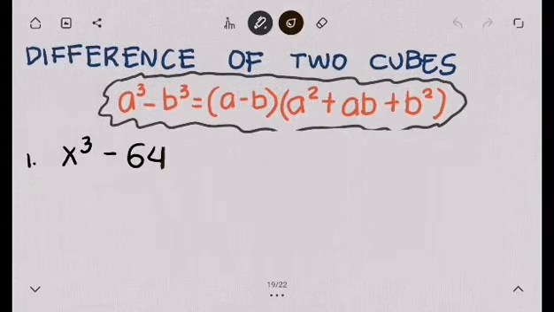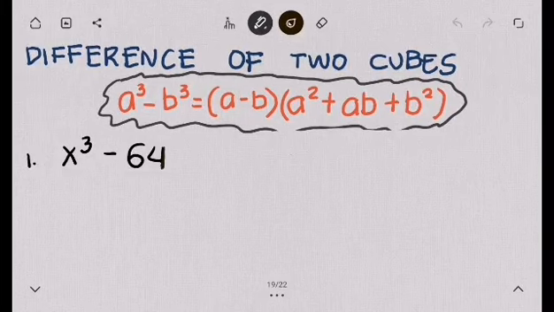Okay, so proceed tayo sa pangalawang case. So we have difference of 2 cubes. So this time, inspect lang uli natin ang given. Siya ba ay perfect cube numbers or term? Okay, so katulad nung ating first example, so yung x cube is a perfect cube number or term.